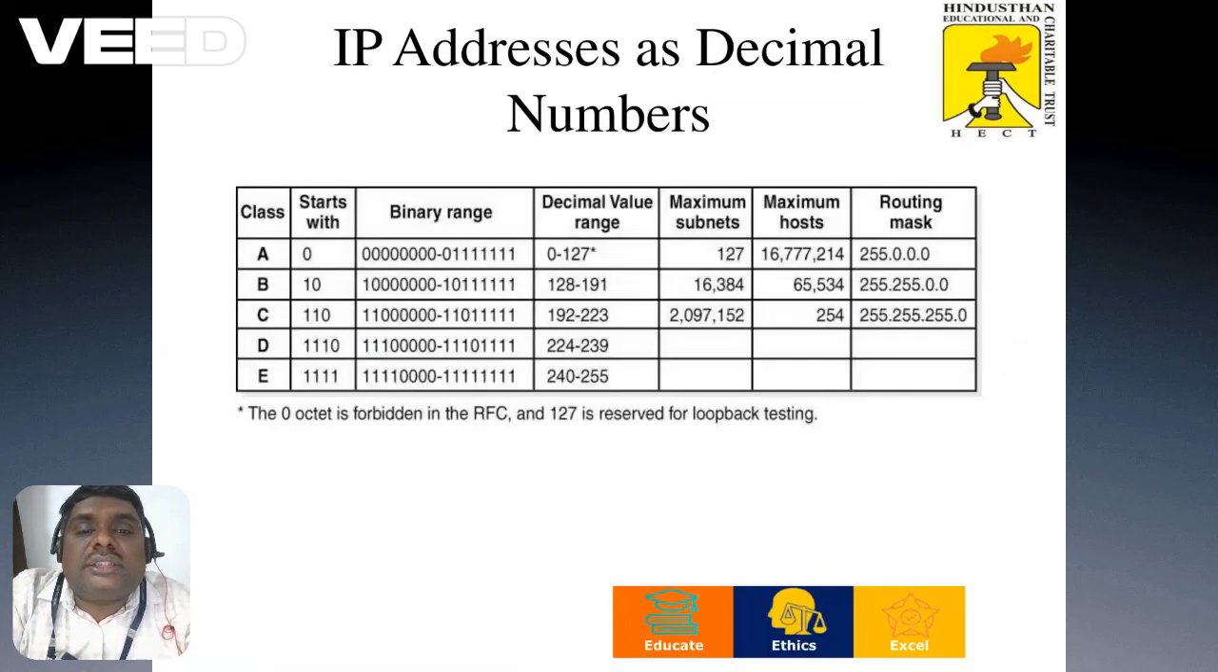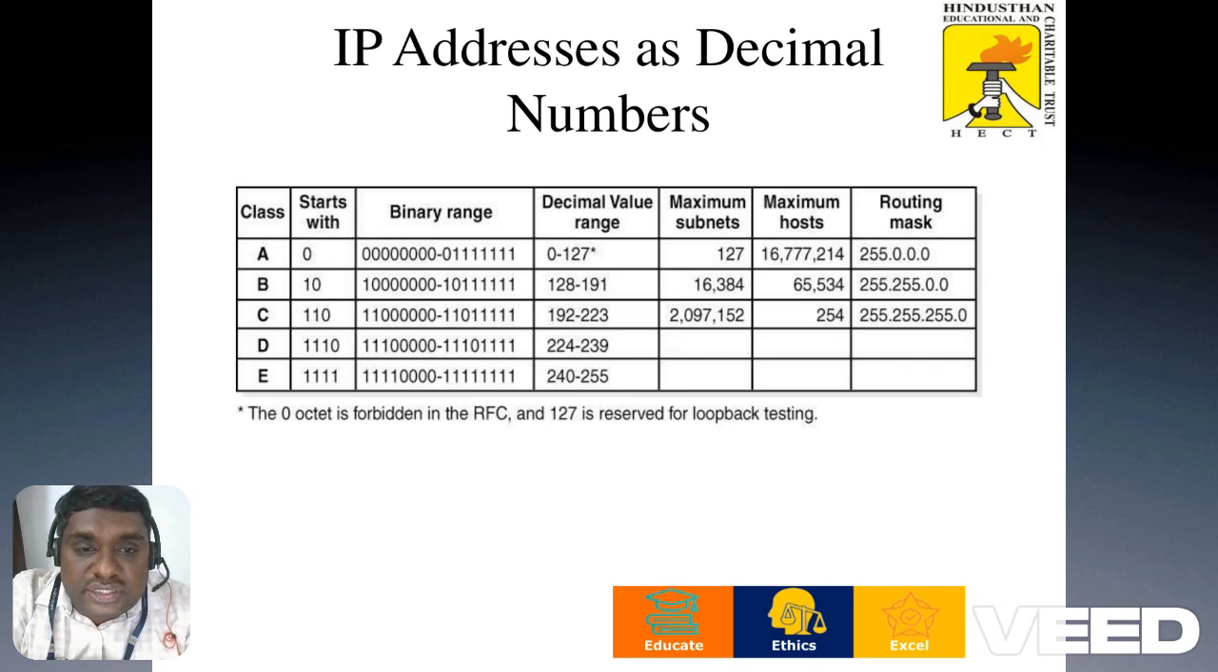IP address decimal numbers: class A begins with 0, and its decimal range is 0 to 126. Class B is 128 to 191, class C is 192 to 223, class D is 224 to 239, and class E is 240 to 255.